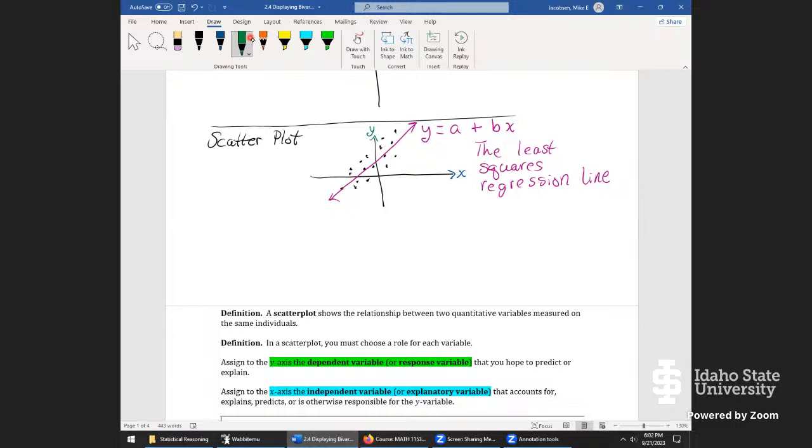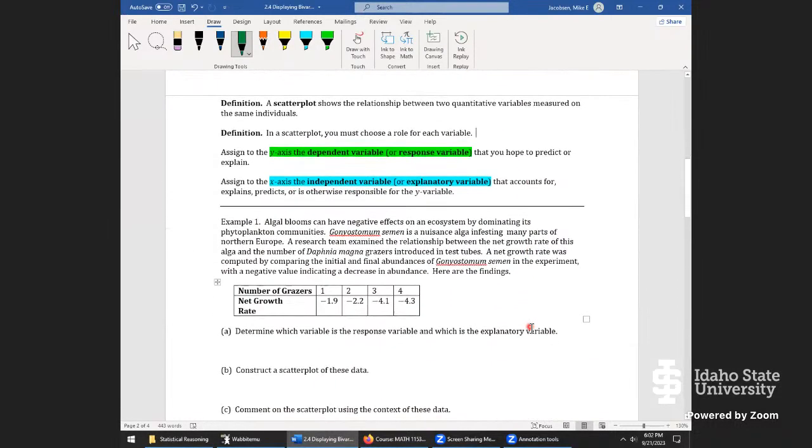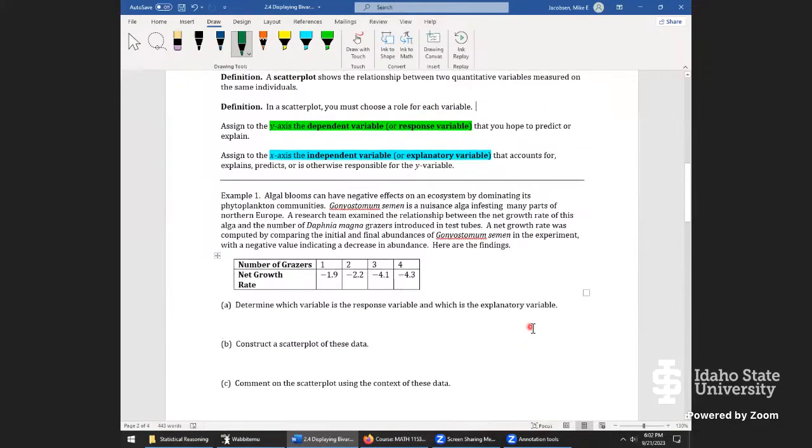Now, sometimes in these problems, it's pretty clear to see which one is the explanatory and which one is the response. But other times we might have to pause and think about it and see which way it might go. So here's our big problem that ties this together. Here we go. So example 1 is about algal blooms. I'm not sure if I'm pronouncing that right, but think in terms of algae. I actually had to look this up. Alga is the singular form of algae, and so I'll say either algae or alga going through this.